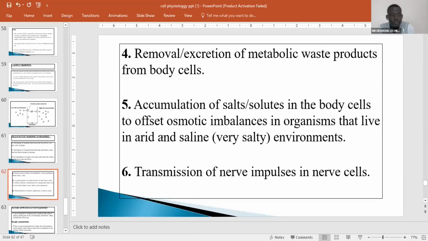Number 4, removal or excretion of metabolic waste products from body cells. Number 5, accumulation of salts or solids in the body cells to offset osmotic imbalances in organisms that live in arid and saline environments.